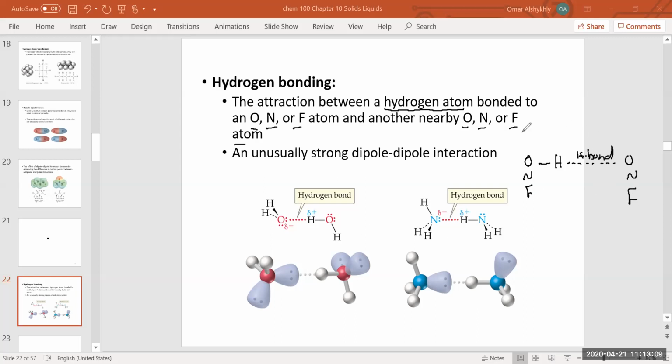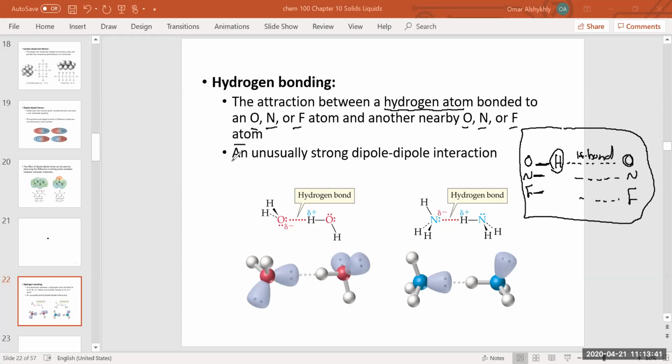So we need two situations to have a hydrogen bond. Be careful, guys. We need a hydrogen bonded either to oxygen or to nitrogen or to fluorine. And they will form a hydrogen bond either with oxygen or with nitrogen or with fluorine. If we don't have this situation, there is no hydrogen bond. Now, look here, for example. Sorry, before the example, look here.